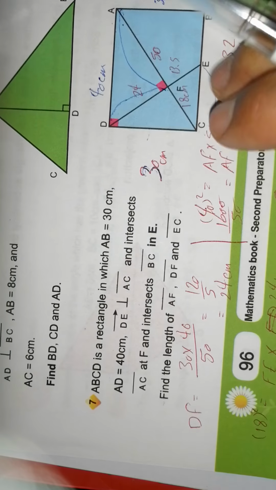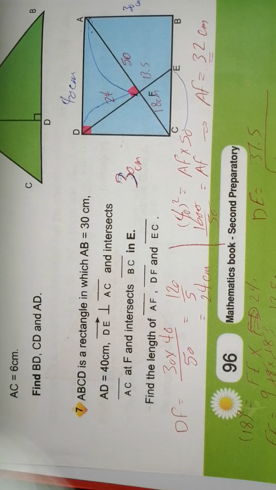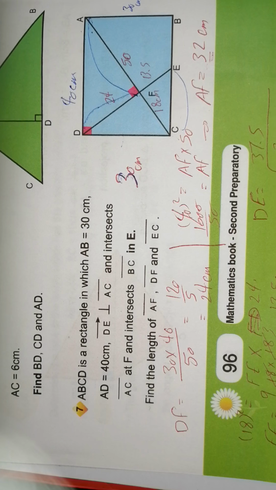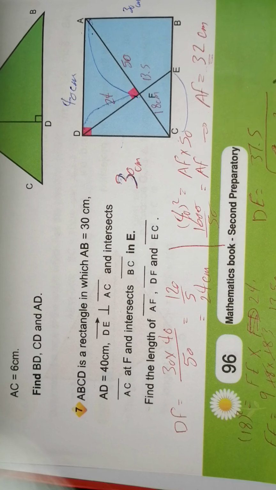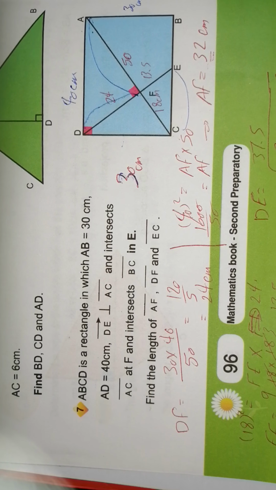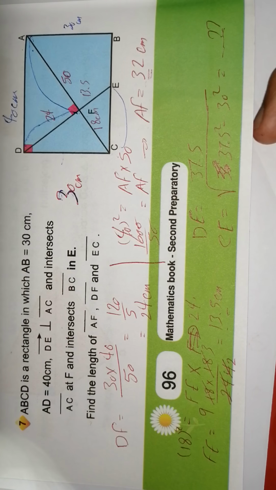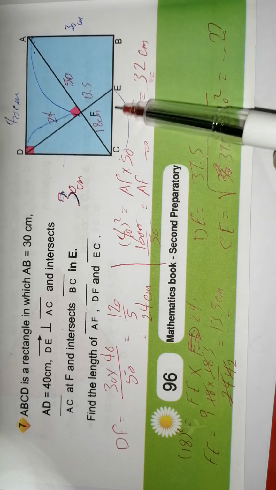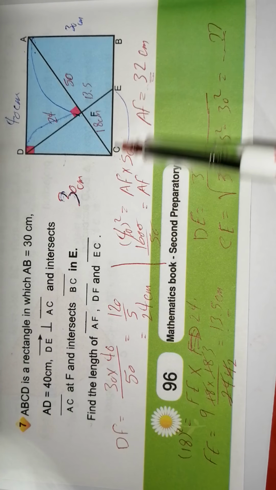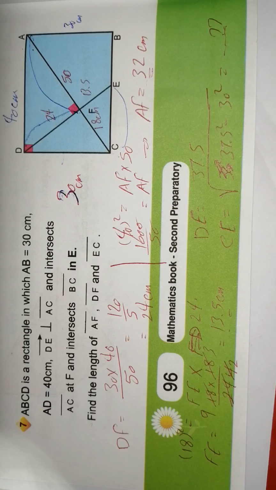CE equals the square root of, no, it is not 30 squared, it is 37.5 squared minus 30 squared. You can find the value by using a calculator, by applying Pythagoras theorem: 37.5 squared minus 30 squared, and you can find the length of CE. And that's the end of our lesson today. Thanks so much.